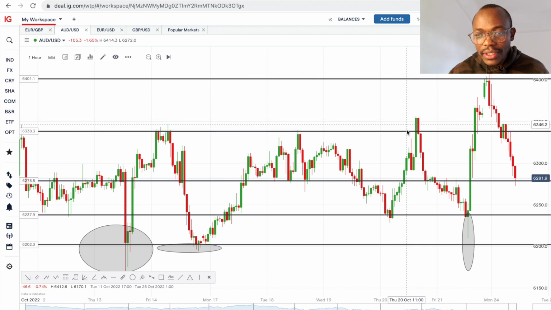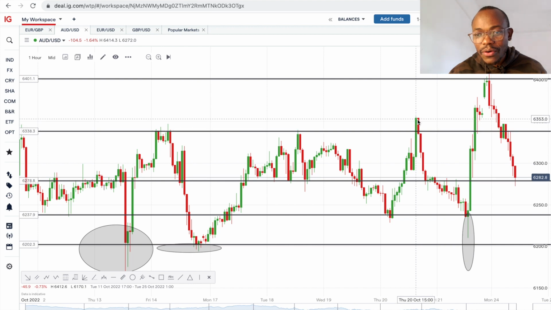So for instance, you can see this one up here. This one obviously here on Thursday at 4 p.m. It broke that zone. Someone would say it has broken the zone, closed way beyond the zone, but still it came back down. You see?